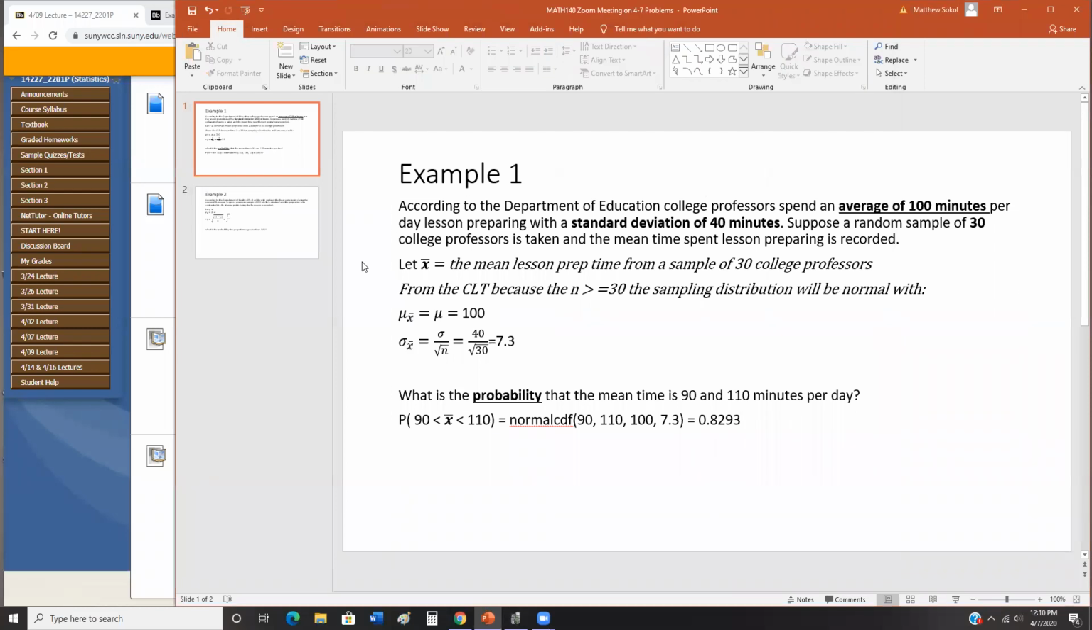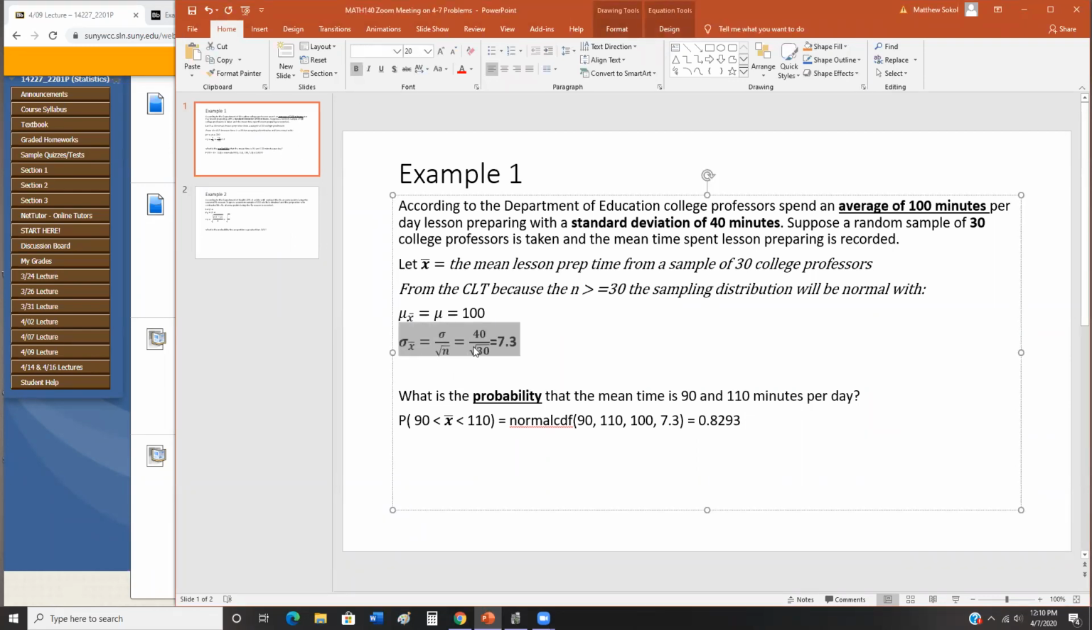So the only difference between these problems and the problems you had when you submitted your quiz is this part right here. Okay, this is the only different part. Just take the standard deviation and divide it by the square root of the sample size, and then that'll give you the standard deviation or standard error, as we call it, to plug into your calculator.